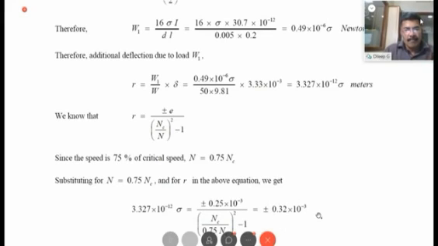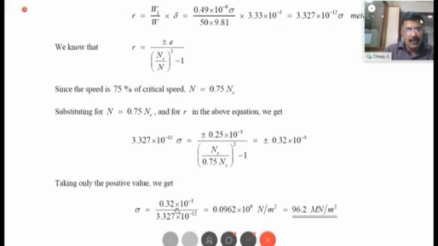3.32 × 10. Equal to plus or minus 0.32 × 10. Getting this, 0.0962 into 10 raised to 9.